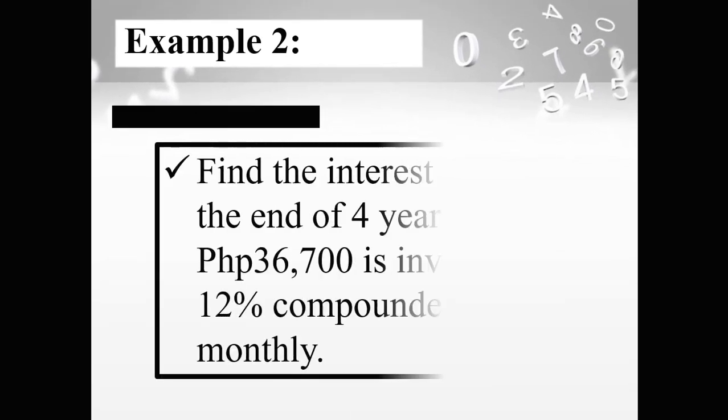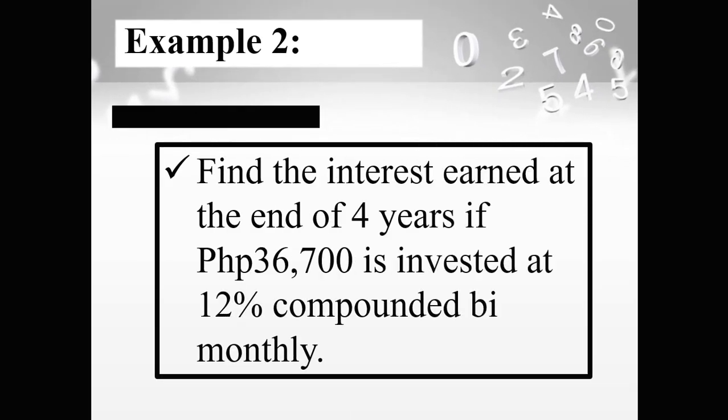Okay, next example. Okay, example number 2, we need to find the interest earned at the end of 4 years if 36,700 pesos is invested at 12% compounded by monthly. Okay, so we need first to identify the given before we will solve the interest.